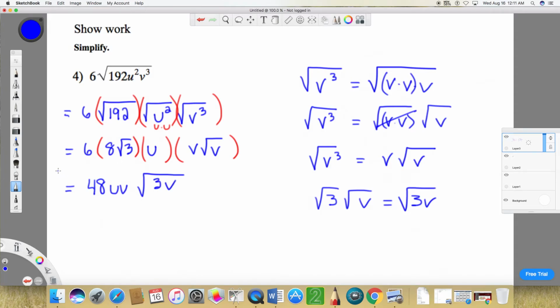So now this is what they refer to as simplified form. It doesn't look like it, but this original expression is equivalent to what we just figured out, 48 times u times v times the square root of 3v.